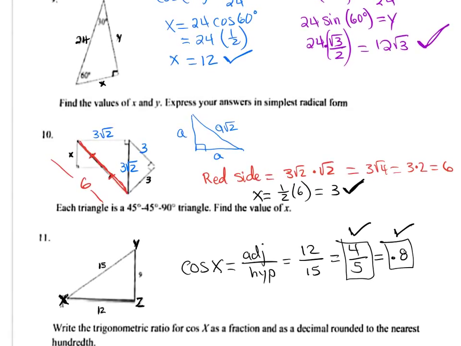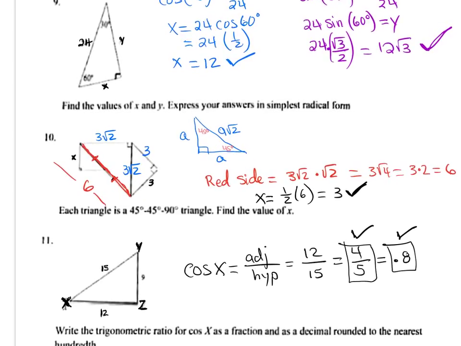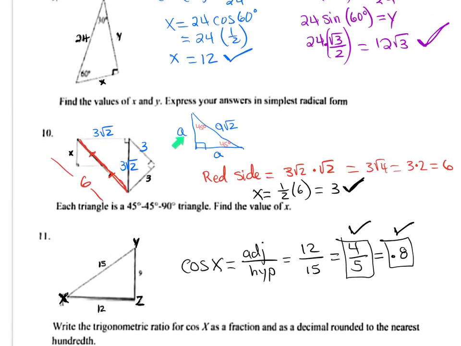All right, for number 10, so we have this picture here, and we're trying to find the value of x. Now these are all 45, 45, 90 triangles. One thing that's special about 45, 45, 90 triangles is not only are the angles 45, but the two sides, the two legs are the same. So we'll call this A, this A, those are your two legs. And then the hypotenuse will always be A, which is the leg, multiplied by the square root of 2. So the hypotenuse again is A times the square root of 2.